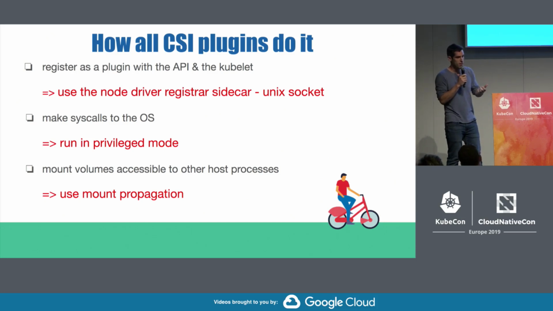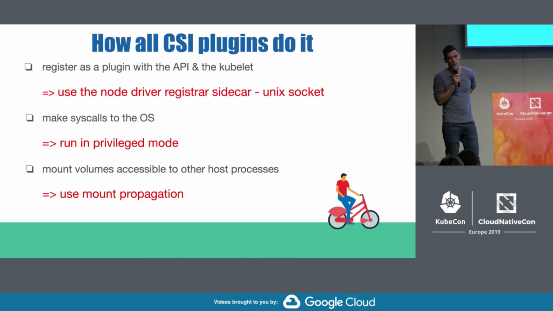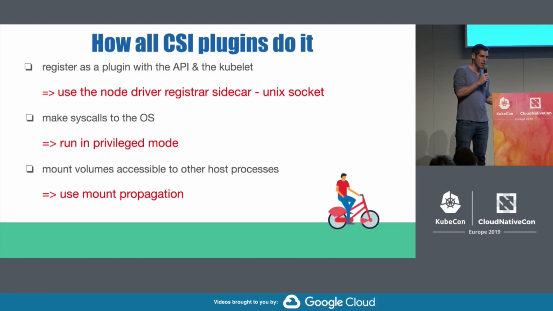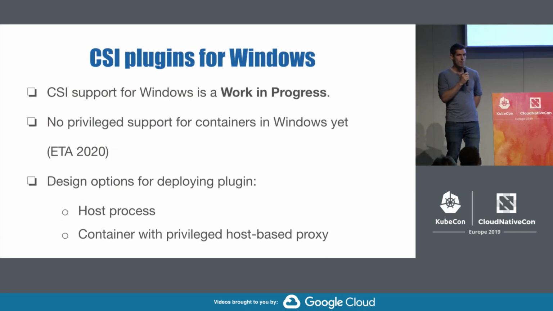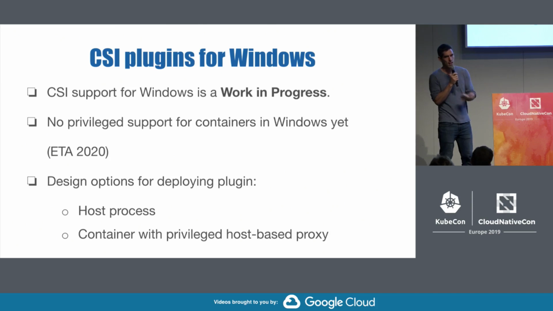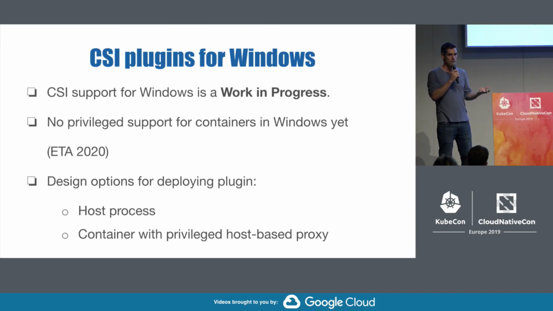So the way they register is using a sidecar that Kubernetes provides, and they register through a Unix socket talking to that sidecar. To make syscalls to the OS, they need to run in privileged mode. And to be able to mount volumes on the host that are going to be accessible to other pods, they use mount propagation on Docker. And the problem with Windows is that you don't have privileged support, and you don't have mount propagation. So you can't really write CSI plugins the right way on Windows today.